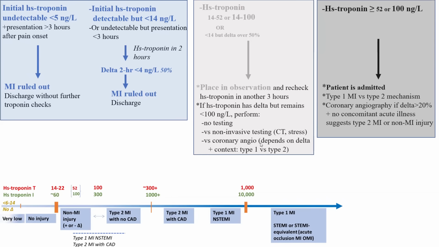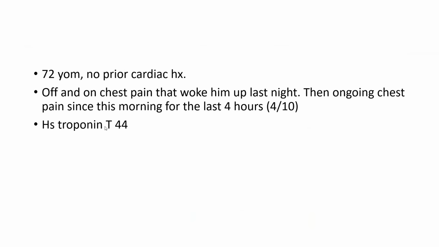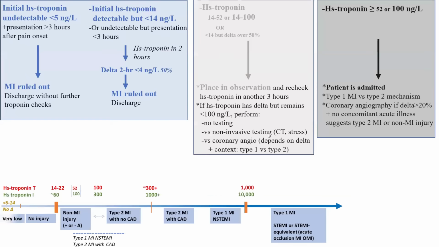And if you decide coronary angiogram, it depends on the fact that this patient has delta and he has a context of type 1 MI. So for example, like those cases I showed, this one is troponin between 14 to 100, but it has a context of type 1 MI. So you may perform coronary angio here, depending on the context, and you need to have a positive delta over 20% to decide so. Now, if the troponin is over 52 or 100, this is the higher risk population.